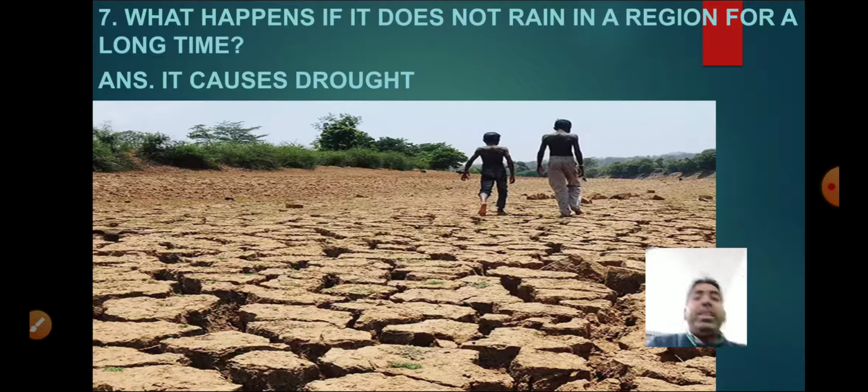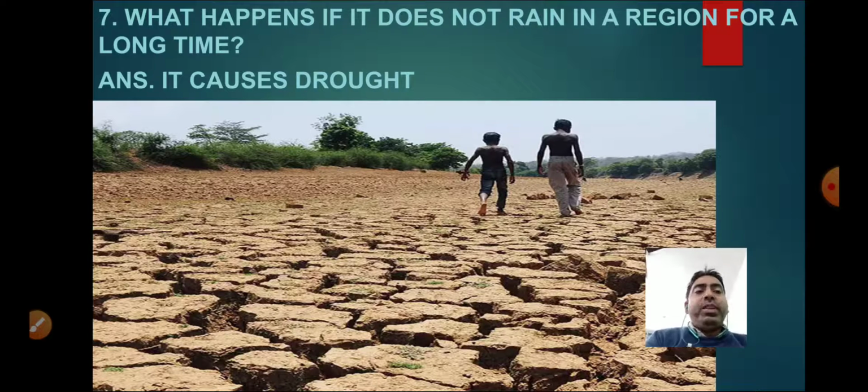Okay, drought is a condition in which the groundwater becomes scarce. Very little groundwater is there. Rainfall is very less. So the lack of rain causes farm crops to wither. And due to that, what happens? Cracks occur in the soil. So if it does not rain for a longer time in a particular region, that is called drought.